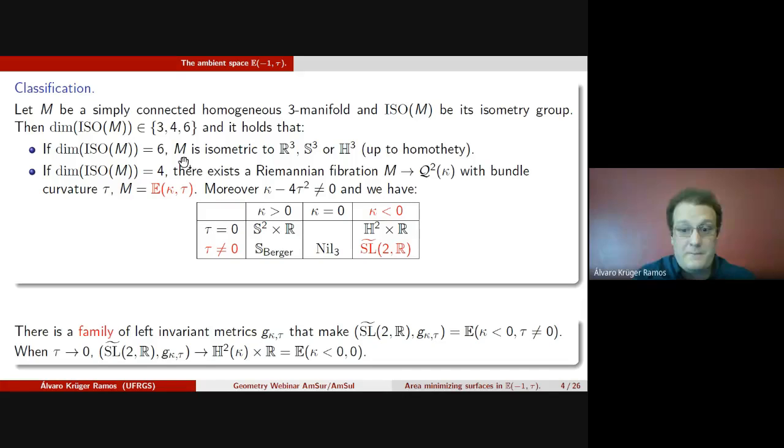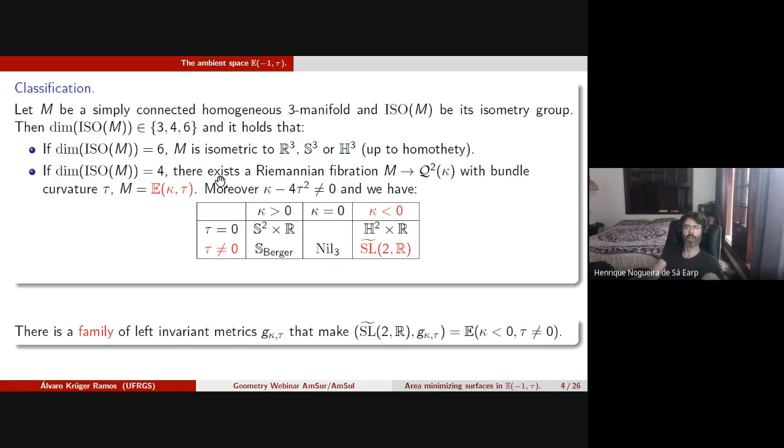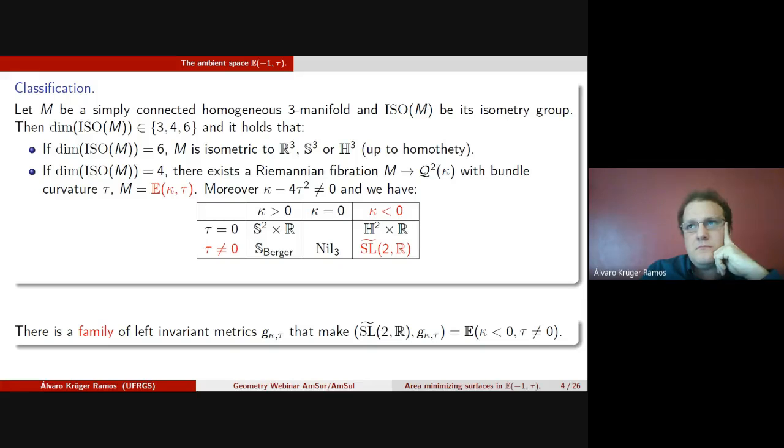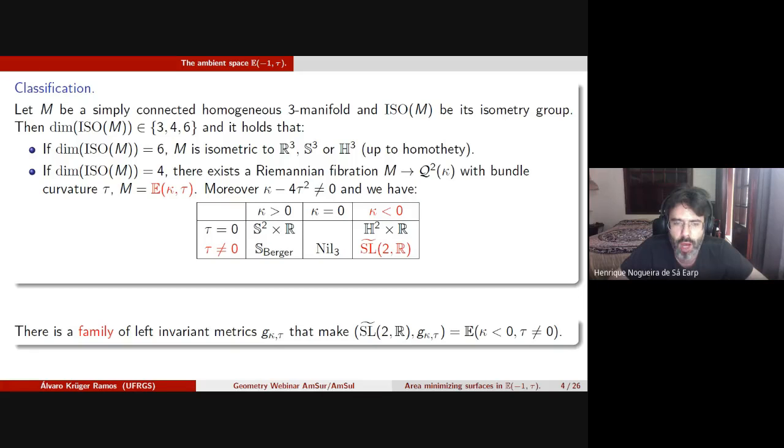Okay, Álvaro, can I stop you there? A bunch of real quick questions. Can you just give a hint of how the relation kappa minus 4 tau squared not equal to 0 is derived? I don't remember. If not, then maybe I can pin it down.